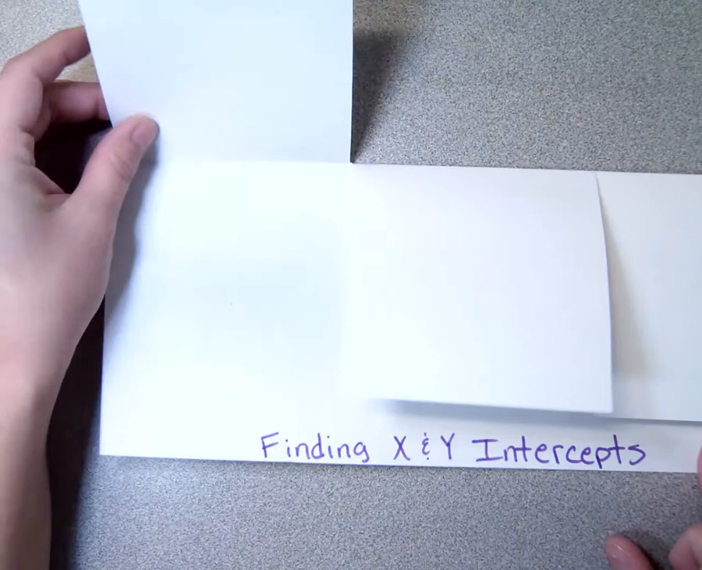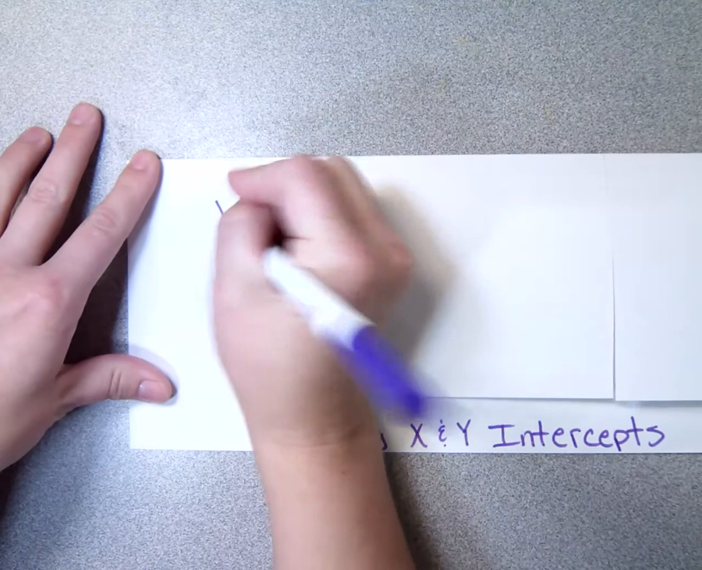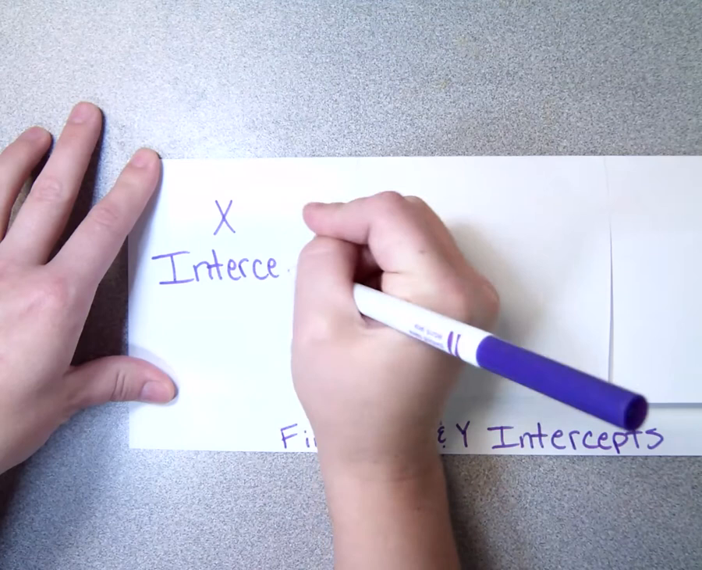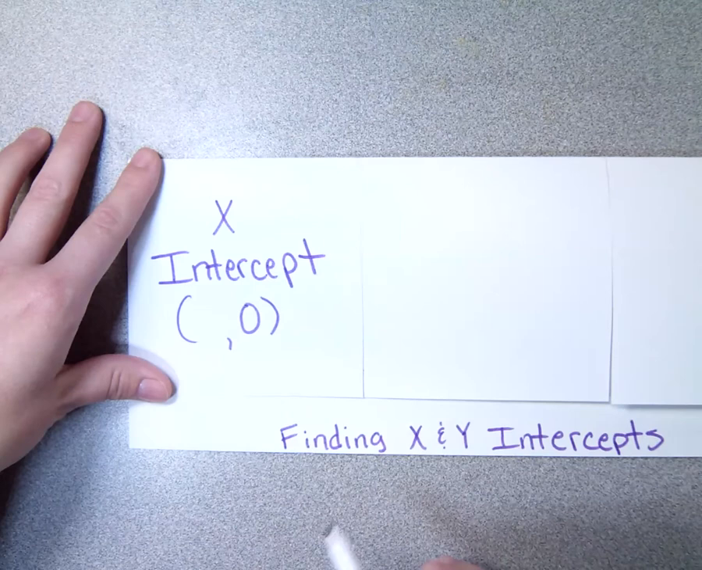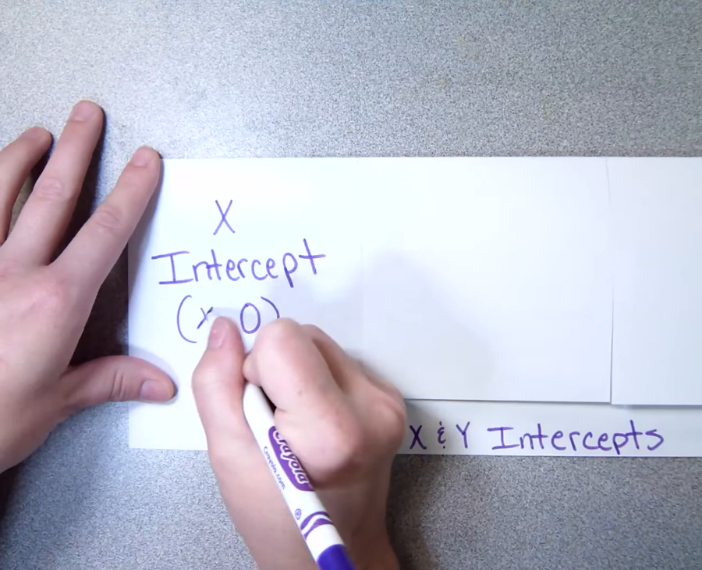All right, this first flap, let's call the X intercept. As an ordered pair, do you remember which coordinate's the zero? It's the Y. All X-intercepts have a zero for the Y coordinate. And then the X is whatever it happens to be for that particular problem.